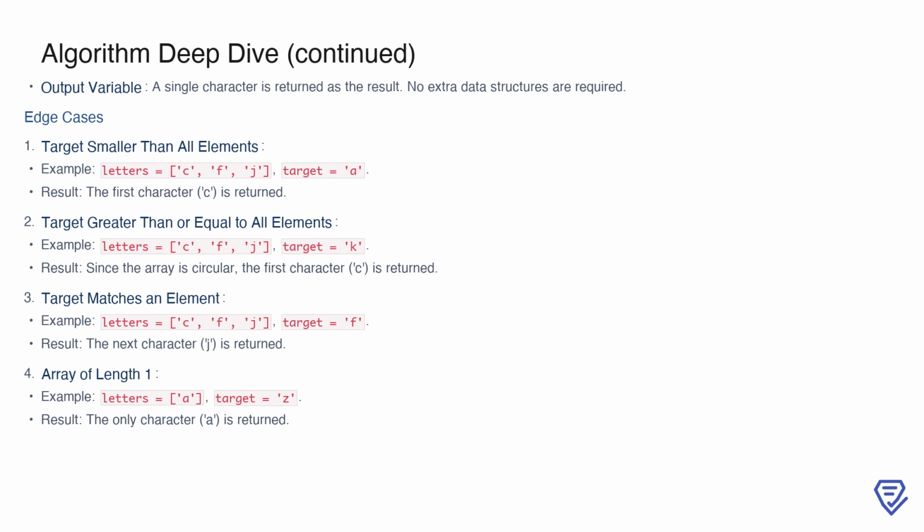Now, let's go through some important edge cases. When the target is smaller than all elements in the array, such as when letters is C, F, J, and the target is A, the first character of the array, C, is returned. If the target is greater than or equal to all elements, for instance, when the target is K, the circular nature of the array ensures that the first character, C, is returned. When the target matches an element in the array, such as F in the same example array, the next character, J, is returned. For an array of length 1, regardless of the target, the only character in the array is returned. These edge cases demonstrate the robustness of the approach in handling various scenarios.